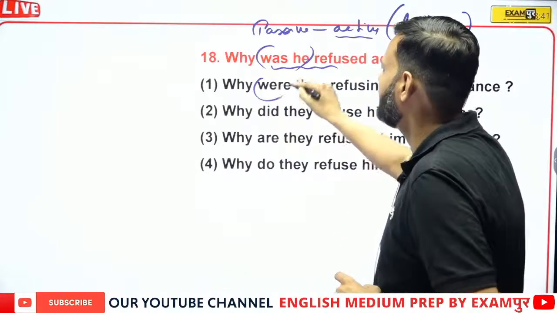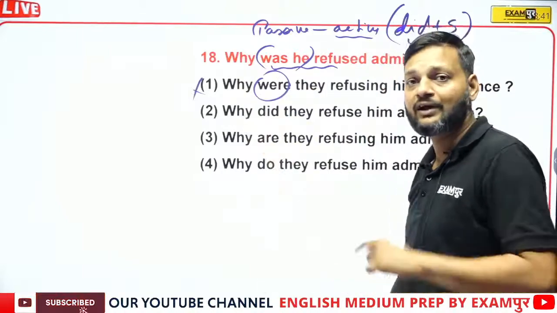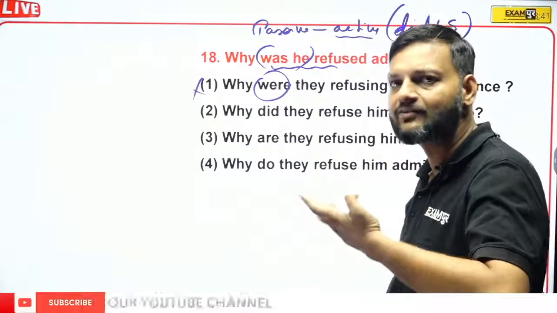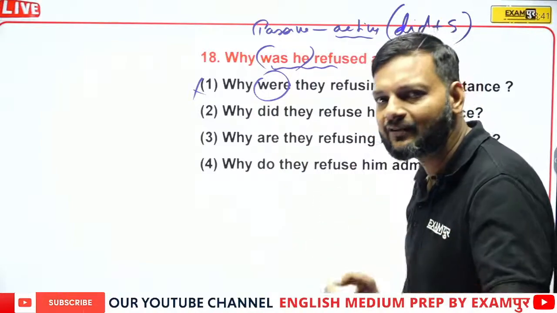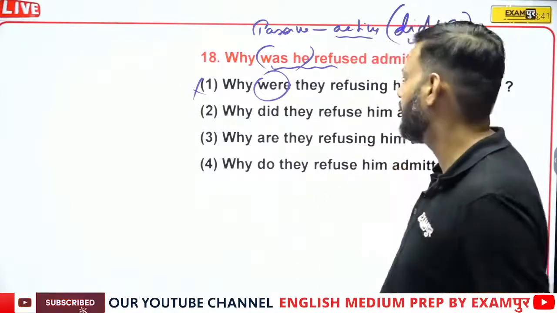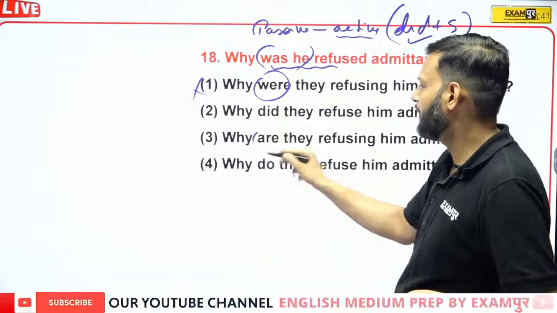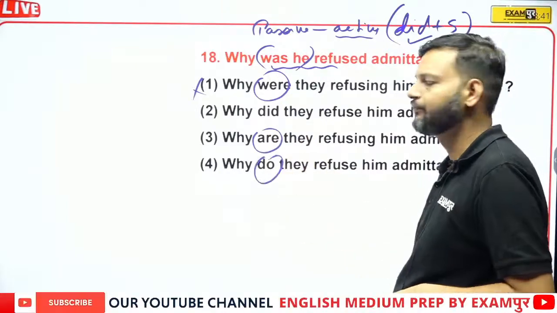Here we have were, which cannot be the answer because, as I told you, the sentence is in passive, like was, were plus V3 is there. It indicates that its active must have did. So here we have were, here we have are, here we have do.